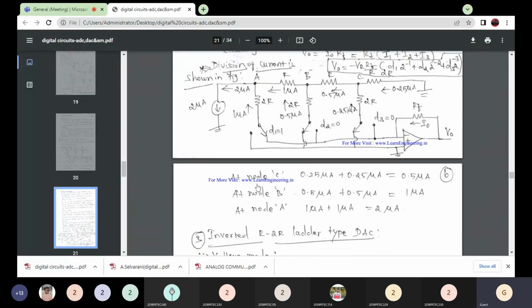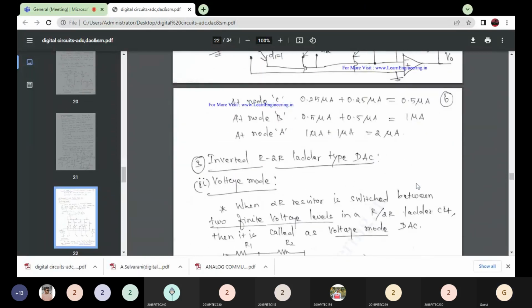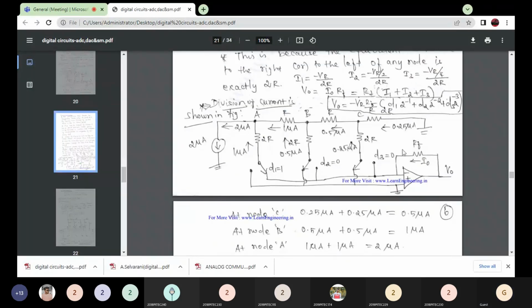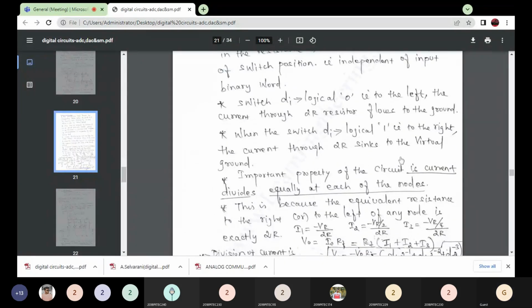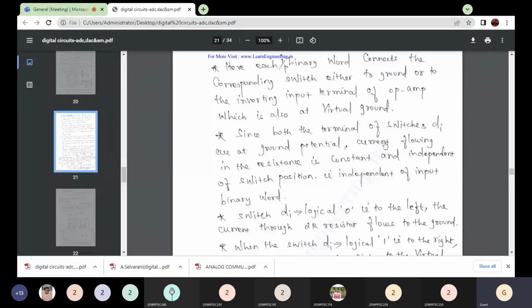Now just write the current terms. At node A we have 1 microamp and 1 microamp, so 1 plus 1 is 2. At node B we have 0.5 and 0.5, so this node has 1. At this node we have 0.25 and 0.25, so this node is 0.5. So this is the current mode inverted R-2R D to A converter.